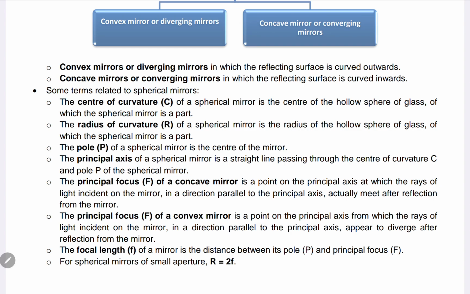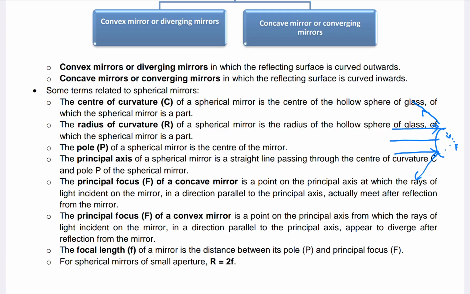Now what is the principal focus for the convex mirror? If you assume a convex mirror, it is a point on the principal axis from which the rays of light incident on the mirror in a direction parallel to the principal axis appear to diverge after reflection from the mirror. So in the concave mirror they are going to converge, and if it is a convex mirror they are going to diverge. If you extend the diverged rays, where they meet will become the focus point. That is the difference between the concave mirror and the convex mirror.